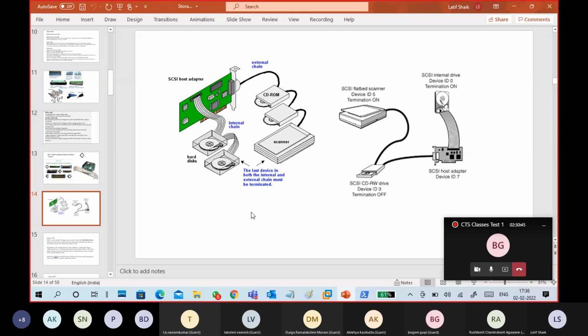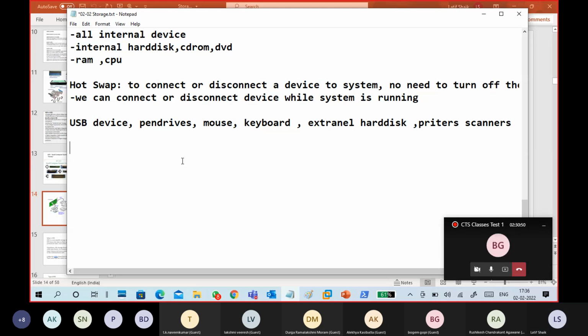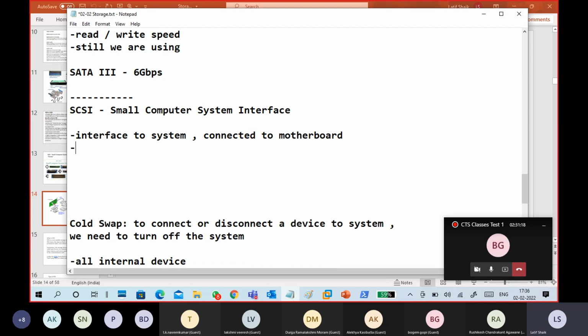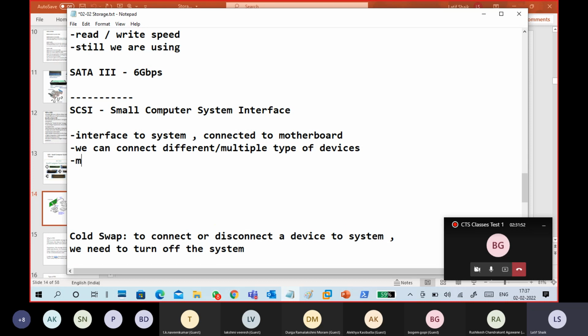So this is about your SCSI. One or two points I will note down. It is an interface to the system, connected to the motherboard directly. So we can connect different or multiple types of devices. Why I put it like that, guys? Any word you can use, don't stick to one word. Different types of devices or multiple types of devices.